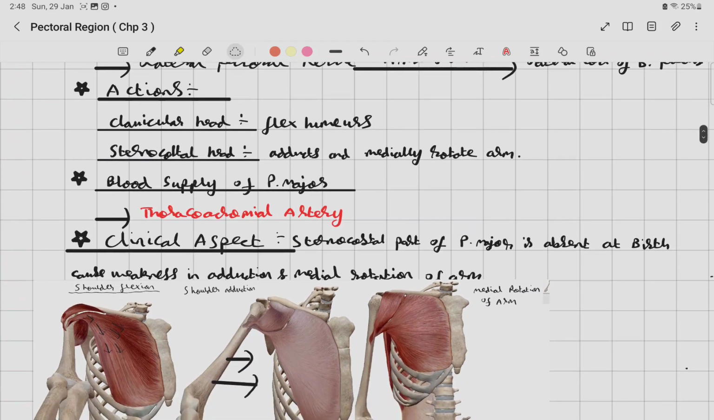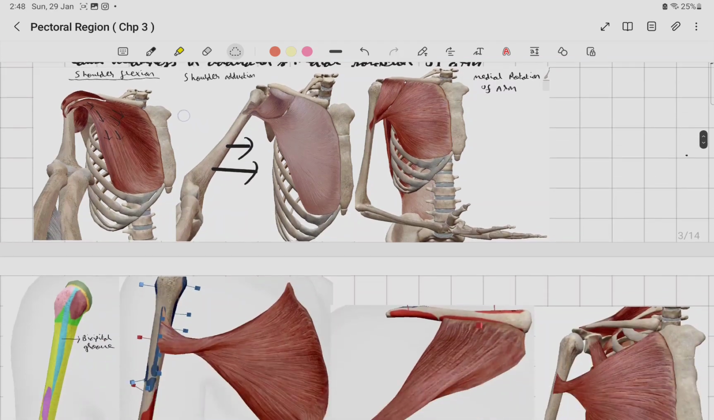Now, what are the clinical aspects? In some cases, the sternocostal part of the pectoralis major muscle is absent at birth. So, it causes weakness in adduction and medial rotation of the arm.